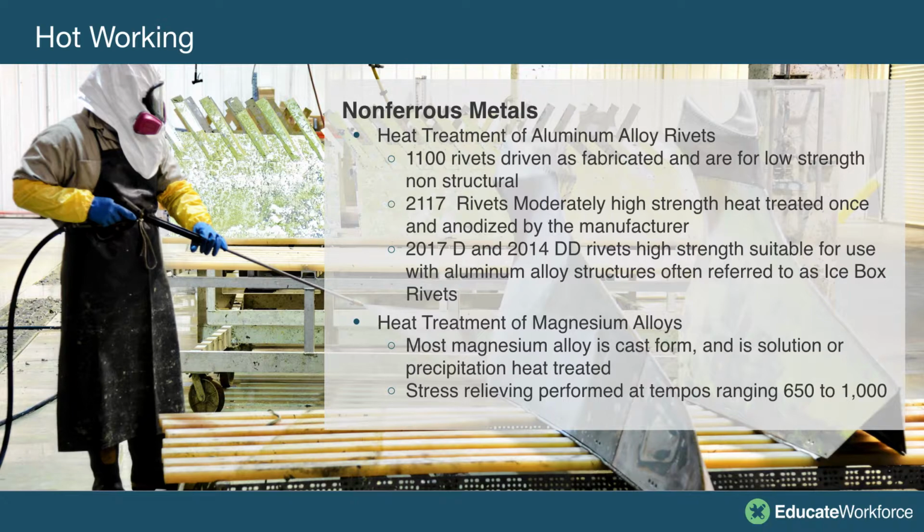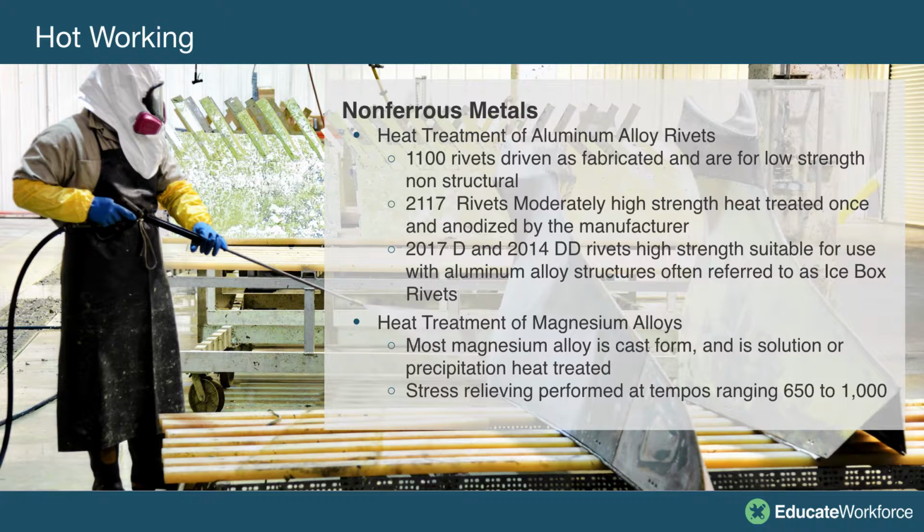2017 and 2014 D and double D rivets, commonly referred to as icebox rivets. Again, we're going to heat treat those and then we're going to freeze them, keep them in a freezer till ready to use, and then you drive them in the frozen state. They'll precipitate heat treat, and they will get harder as they age.